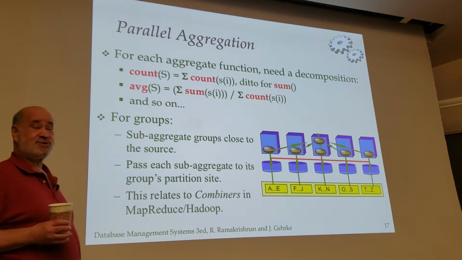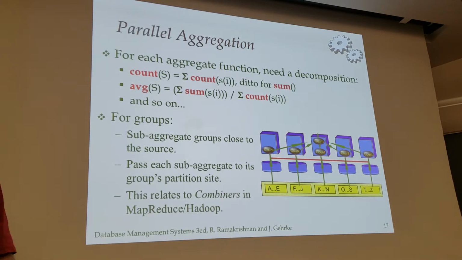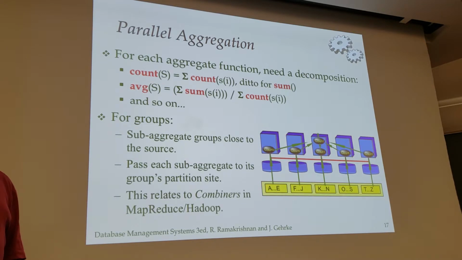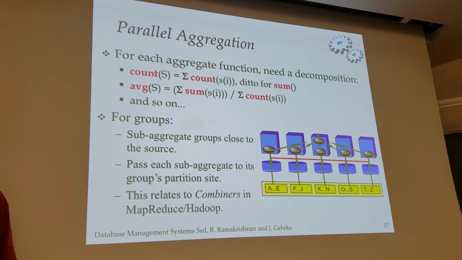If I want the average, it's very easy to add up the sums. It's very easy to get the counts in parallel. The sum of the sums divided by the sum of the counts gives me the average. So that's all there, and so on. Minimum is easy, maximum is easy. Some things are a little more complicated.